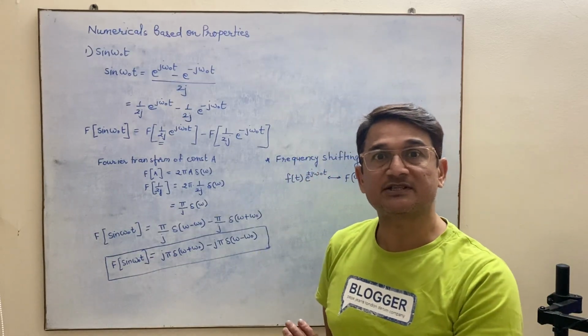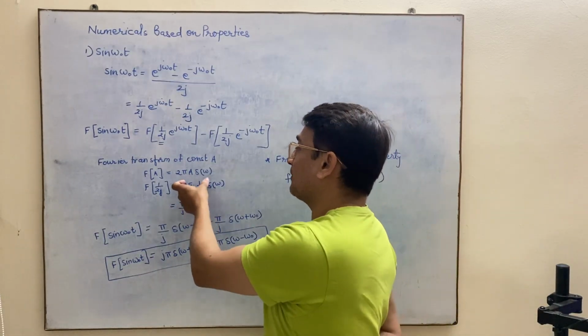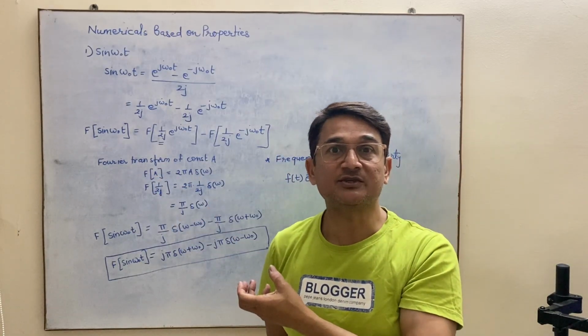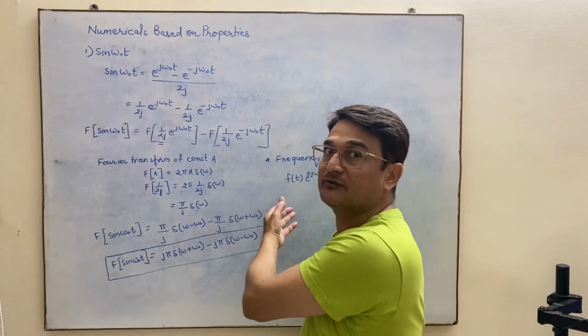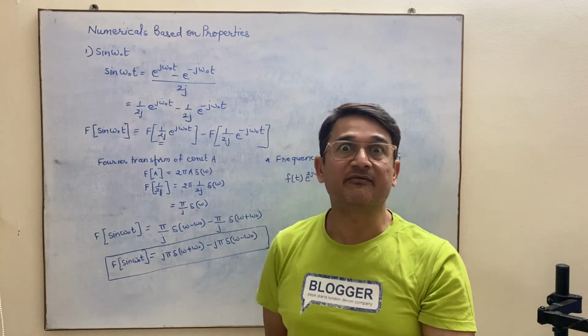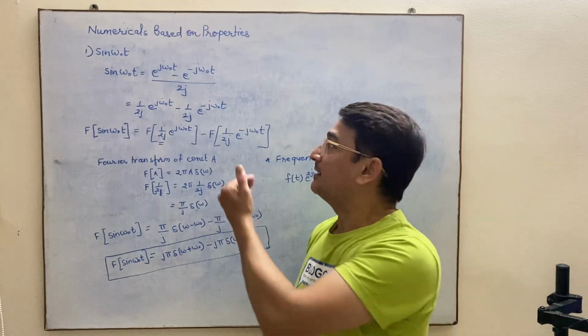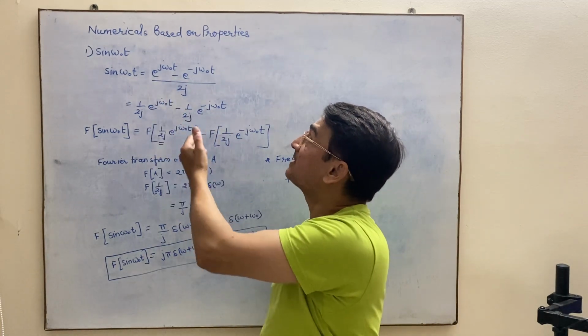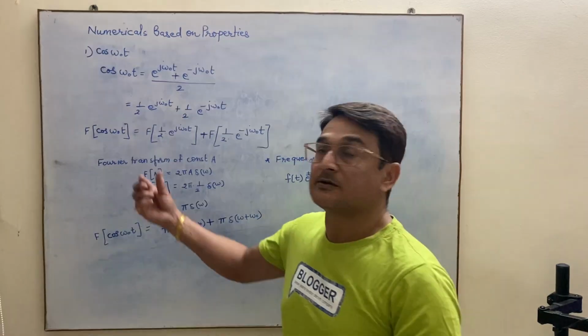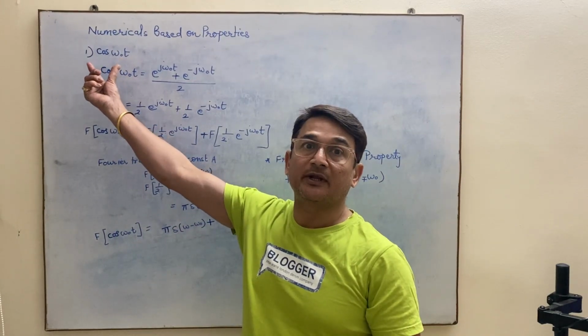I hope you understand. If not, if you have doubt in this section or this section, you can watch my previous videos related to various properties of Fourier transform and related to Fourier transform of various predefined functions. In the next numerical based property question, I will take cos omega naught t. So the next problem is cos omega naught t.